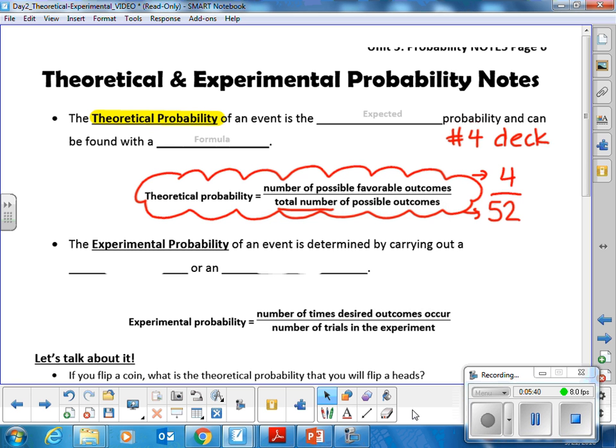So the other thing we're talking about is experimental. And that is the probability of an event determined by carrying out a simulation or experiment. So we are actually doing something. So this is what I think will happen.